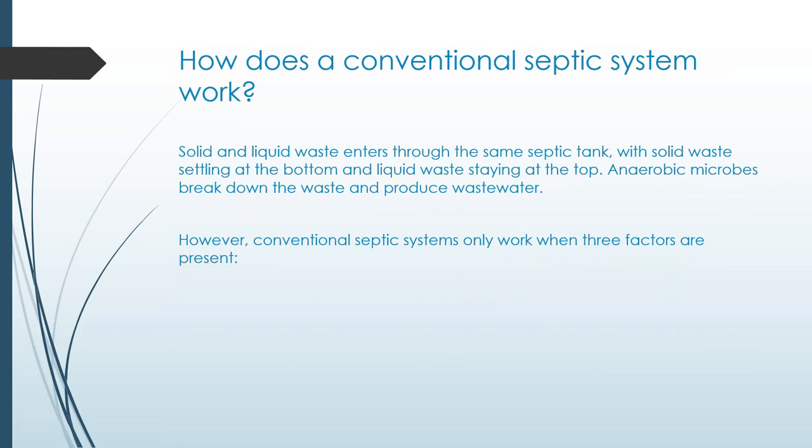How does a conventional septic system work? Solid and liquid waste enters through the same septic tank, with solid waste settling at the bottom and liquid waste staying at the top. Anaerobic microbes break down the waste and produce wastewater. Conventional septic systems only work, however, when three factors are present.